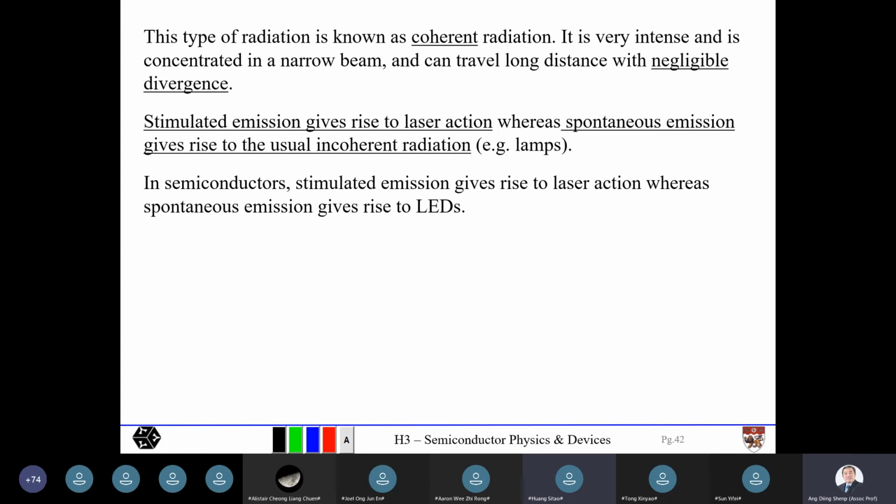No, these are energetic carriers. They possess very high thermal velocity or some form of kinetic energy, so they are very energetic. So the chance of them directly recombining is very, very low. There is still a possibility, but it's very low. Even if they recombine, the light emitted is of very low intensity, so it's not of much use.